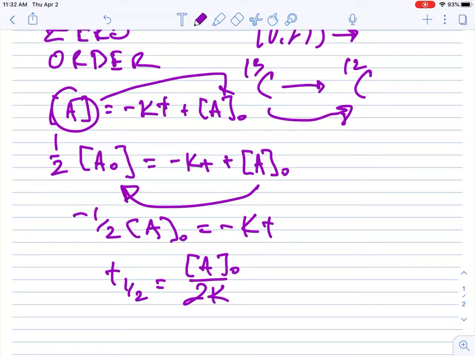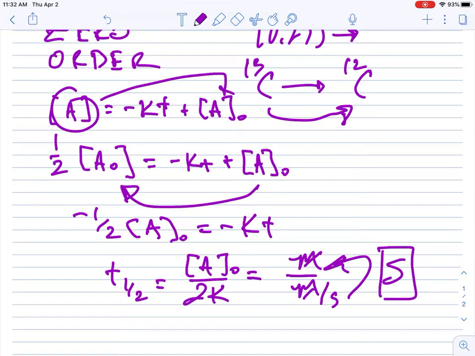Now, for those of you that have been my students, which is all of you at this point, you know that the units have to work out. The initial concentration up there is in molarity. K in the zero order has units of molarity per second, so the molarities cancel out, the seconds flip up, you get seconds. Voila, there you go.